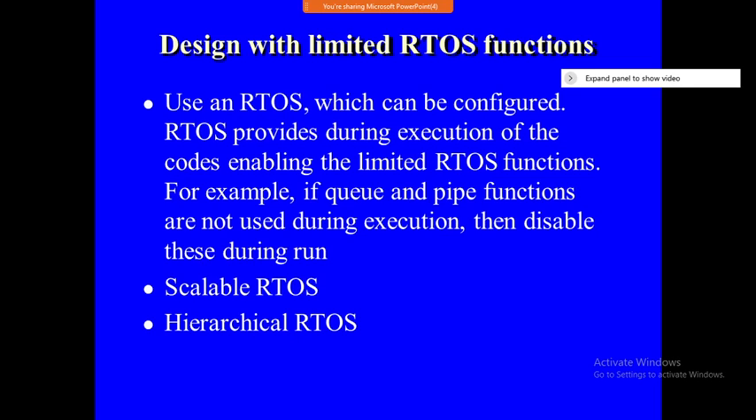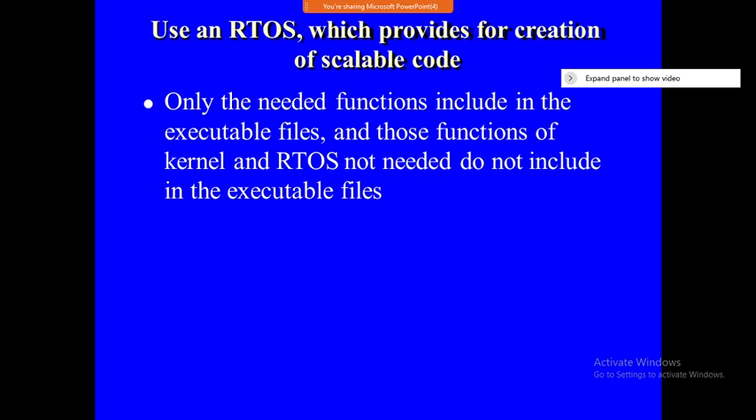Next, design with limited RTOS functions. Based on the application, you have to decide which RTOS functions are necessary. Only that you have to include. It is not necessary to include all the RTOS functions. Scalable RTOS, hierarchical RTOS, many types of RTOS functions will be there. Based on the necessity, you have to use. Use an RTOS which provides for creation of scalable codes. Only the needed functions of a kernel are included in the executable files.